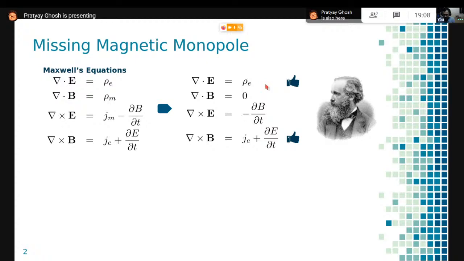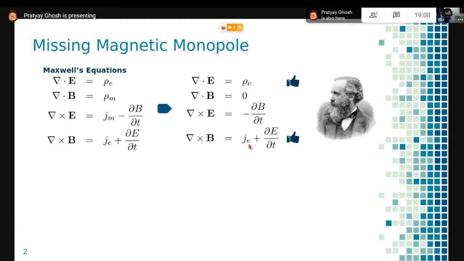and the first equation tells you that the divergence of the electric field is proportional to the charge you have in the system, and the curl of your magnetic field depends upon the electric current. So why so?